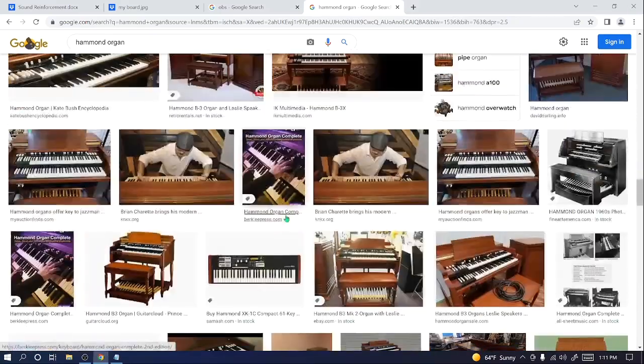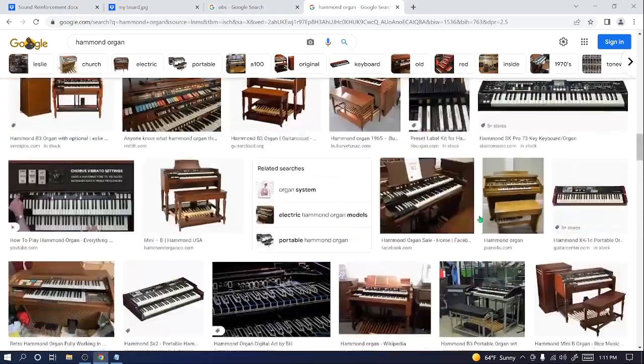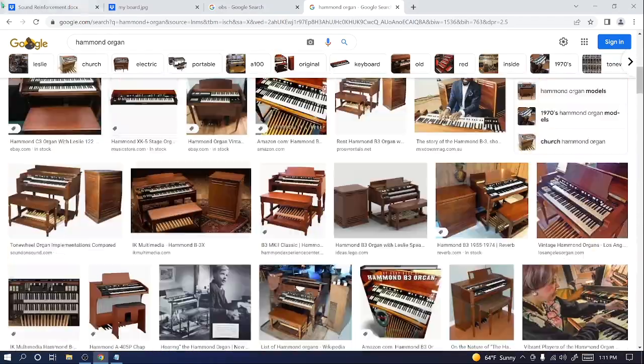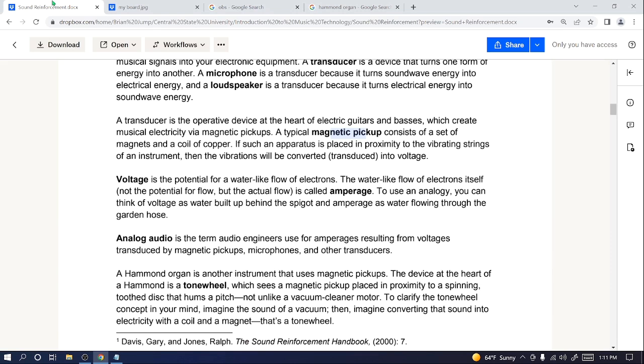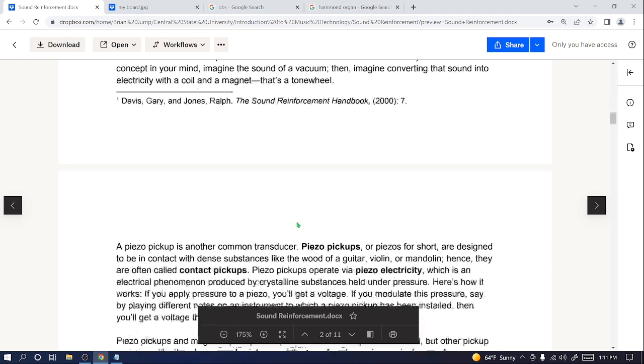Okay, I can't find any partially taken apart. Take my word for it. There are many tone wheels in there. It's sort of like an also mentioned transducer. It's like, all right, microphones and pickups, yes, but have you heard of the tone wheel? It's like, oh, all right. Not too many tone wheels you're going to encounter in pro audio or sound reinforcement, except for the Hammond organ.